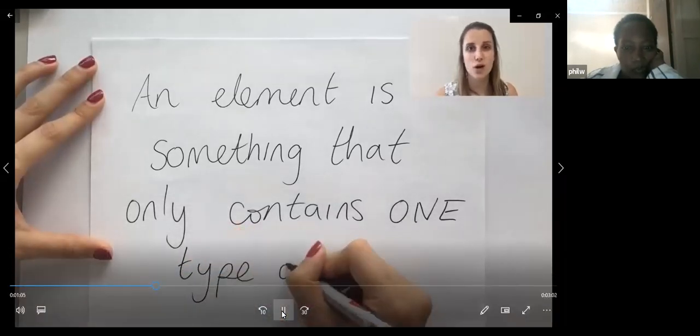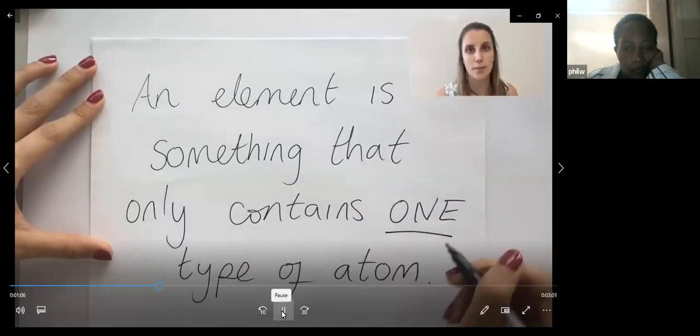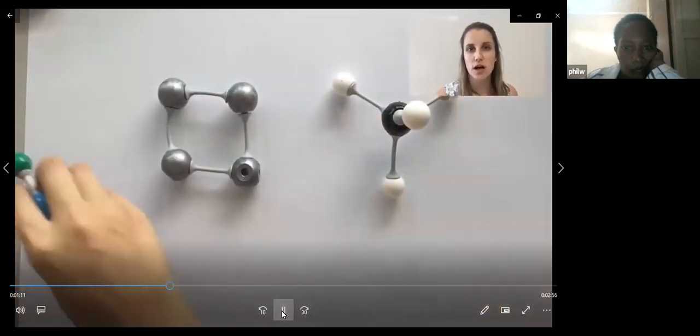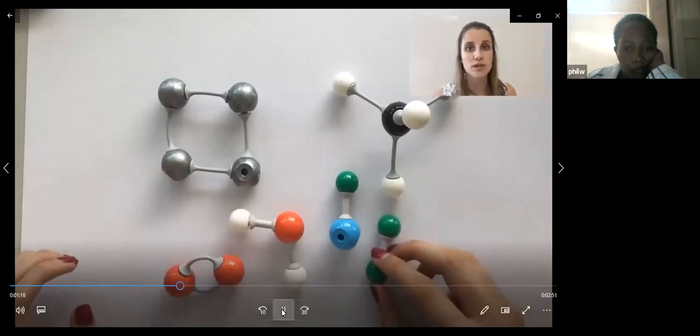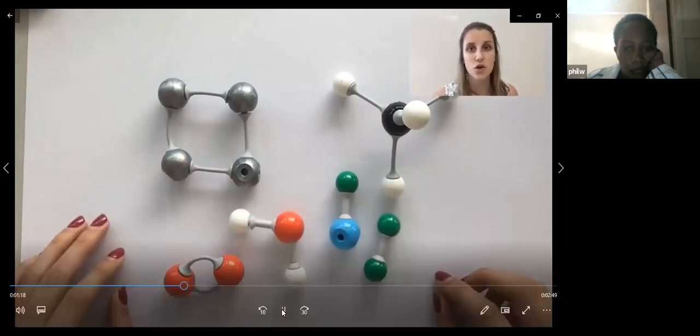atom, then it cannot be classified as an element anymore. Check out these examples. Which ones do you think are elements and which ones do you think are not elements? Pause the video here, see if you can work it out.